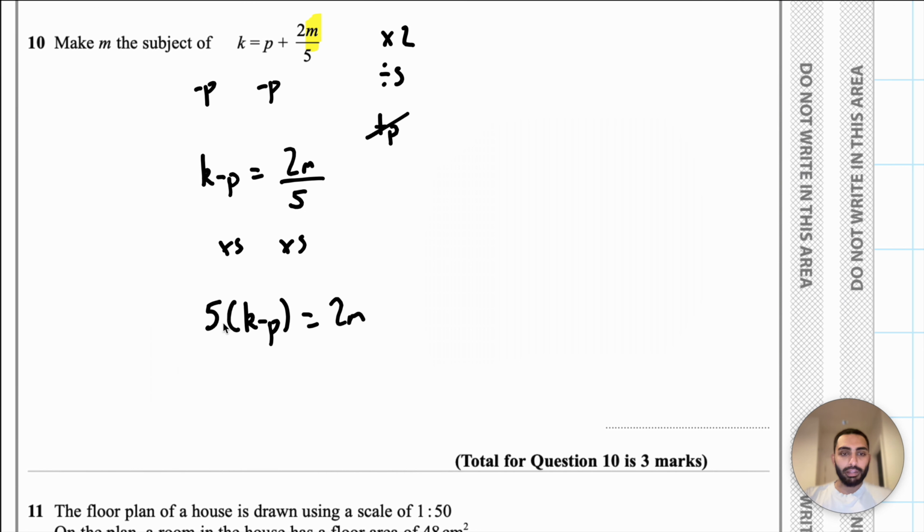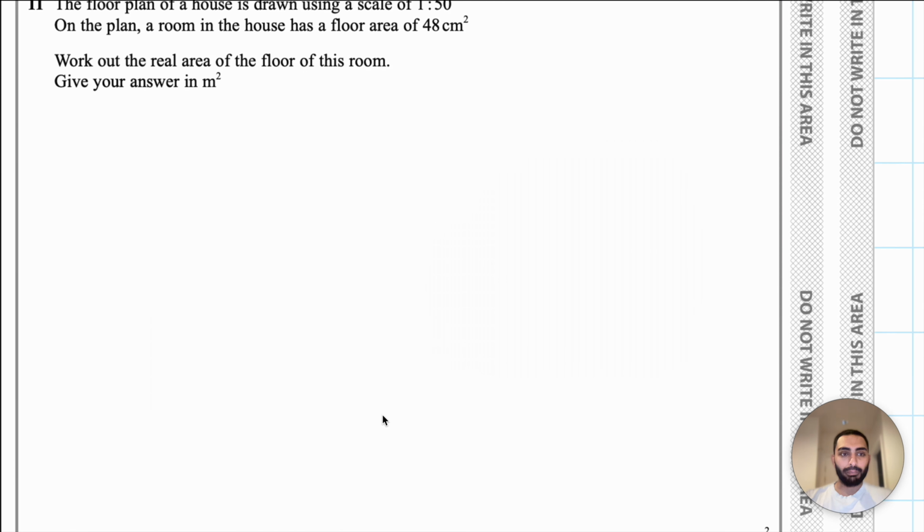And you don't have to expand that bracket. You can expand it if you want, but it's not worthwhile. You won't get any extra marks for it. So we've done that second one. We just need to divide by 2, the opposite of that. So divide by 2 there and divide by 2 there. So it's 5 bracket k minus p, that's all over 2, that means divided by 2, is equal to, that's being divided by 2 as well, m. And you can see we've got m as the subject because m is on its own.